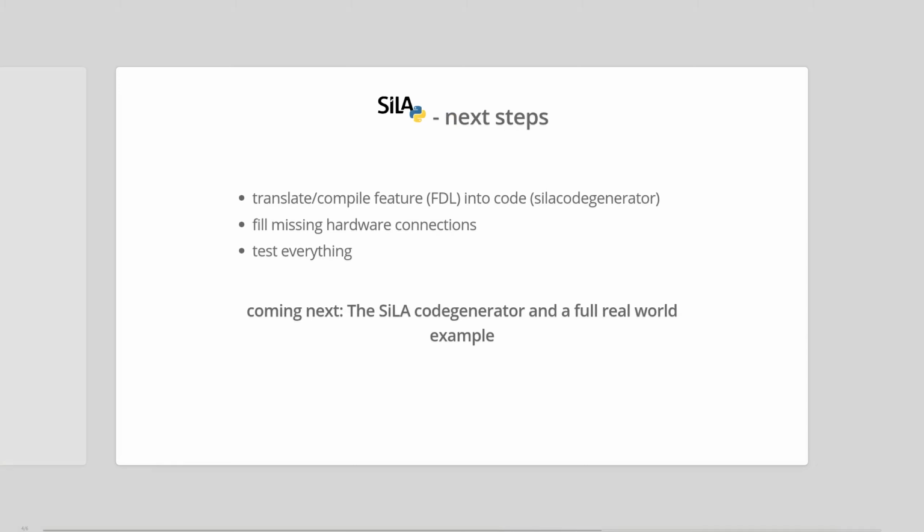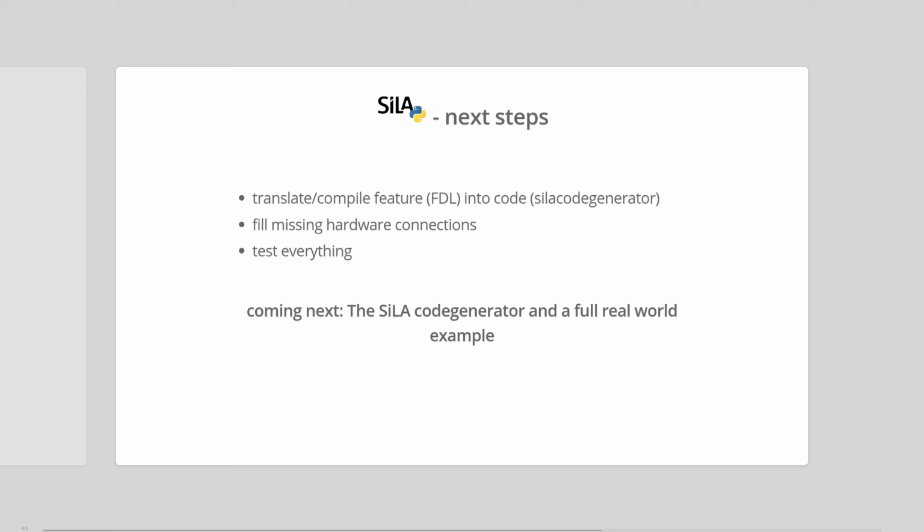We have in SiLA Python a nice tool which we call silacodegenerator, and that compiles this XML file into a skeleton of a SiLA server and a SiLA client. So you then only need to fill the missing hardware connection gaps, and by that you have then already a running prototype of your SiLA client and server. You need to test everything, and then you can already work with it. So it's a very fast process, as I tried to explain.